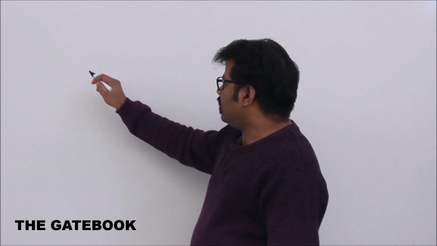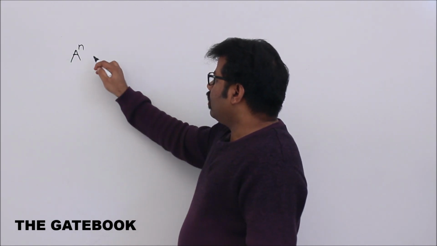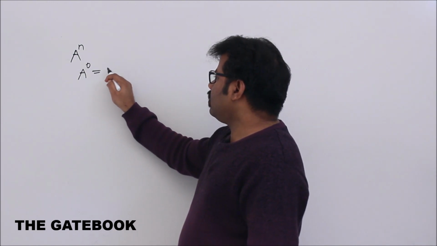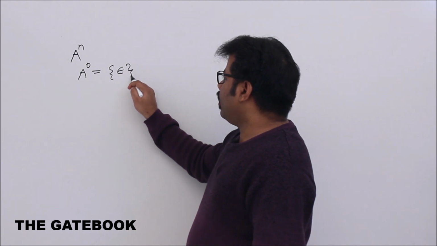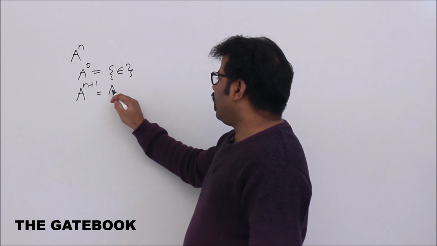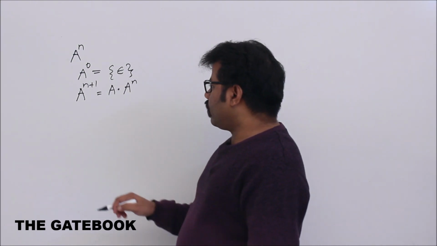Now we will see the power operation, A to the power of n. So A is a set. A to the power of n is defined like this: A to the power of 0 is defined as {epsilon}, and A to the power of n plus 1, you simply take A dot A to the power of n. Let us see with an example how it works.